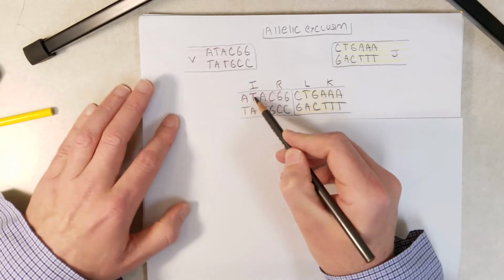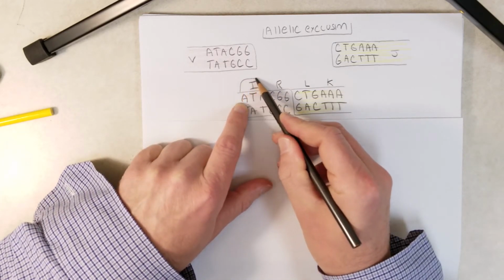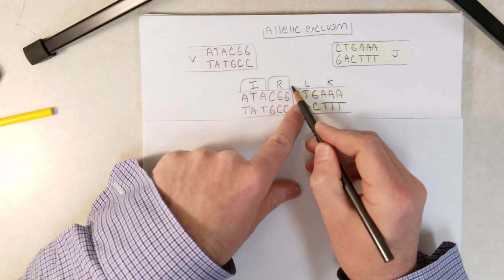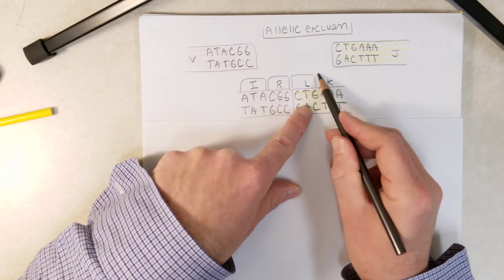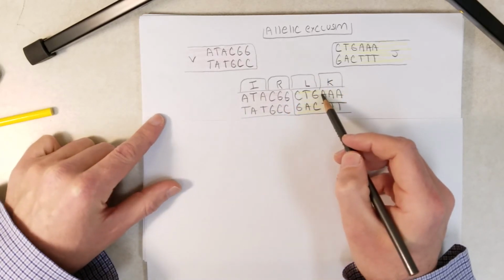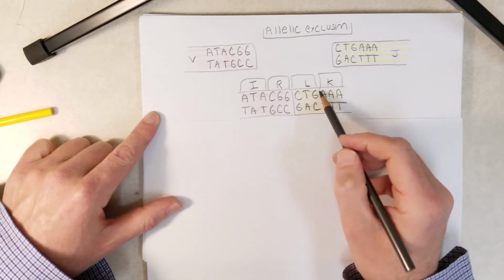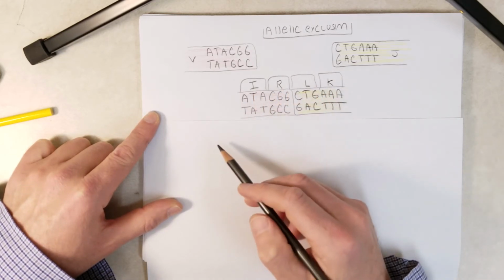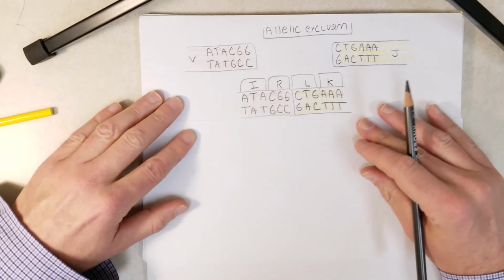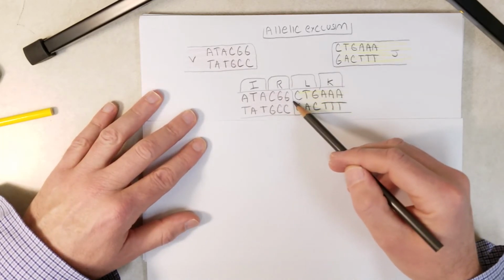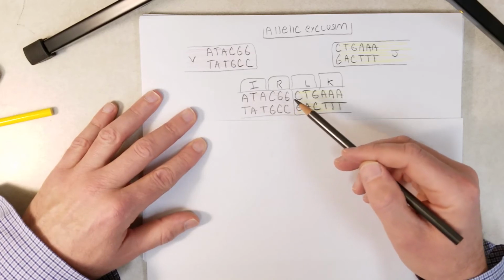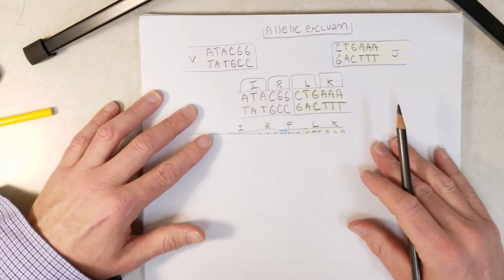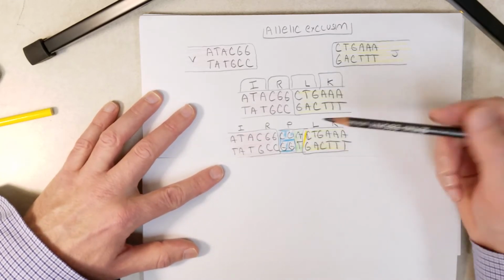Now, let's say this ATA is one codon, CGG is another codon, CTG is a codon, and AAA is a codon. So these code for specific amino acids of the light chain, and we have I followed by R, followed by L, followed by K. Now, because of the way these ends are processed by adding P nucleotides and or N nucleotides, we can end up with something like this.